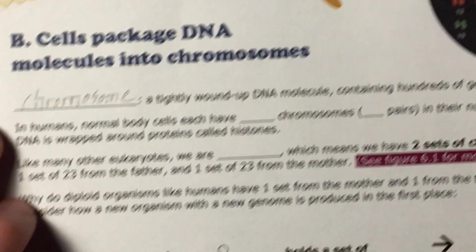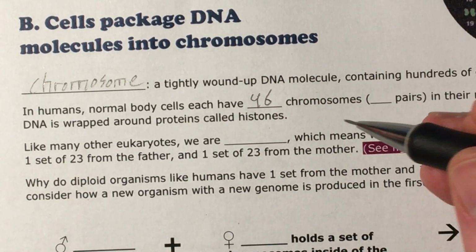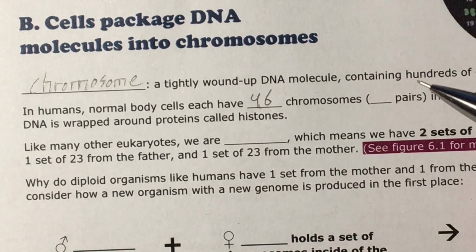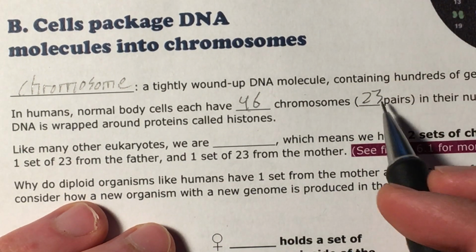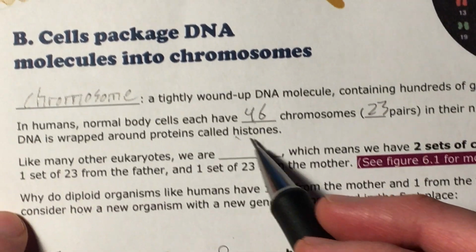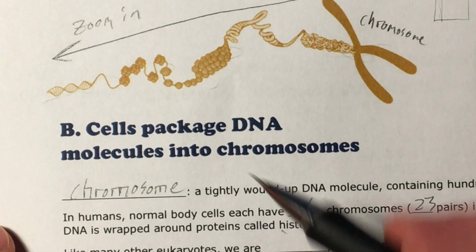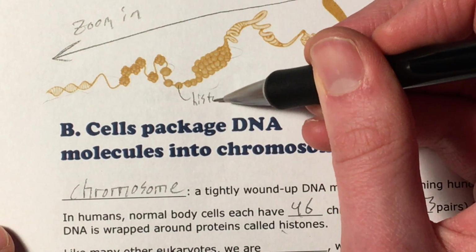So how many do we have? We have 46 chromosomes, and they come in pairs. If I have 46 socks, how many pairs of socks do I have? I have 23 pairs. Okay, I have 23 pairs of 46 chromosomes. The DNA is wrapped around proteins called histones. That's these guys right here. Those are histone proteins.